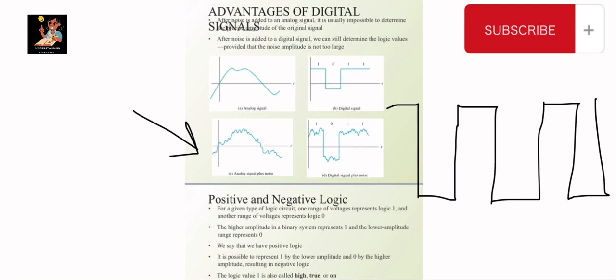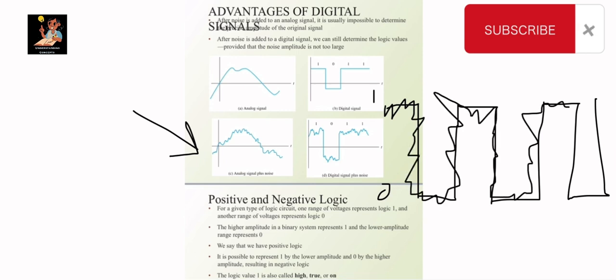Let's see, it's lying between the values 1 and 0 here. Now, small noise is added to the digital signal. See, this is the small noise added to the digital signal. You can see it still lies between the values of 0 and 1, so we can still detect the shape of the digital signal.